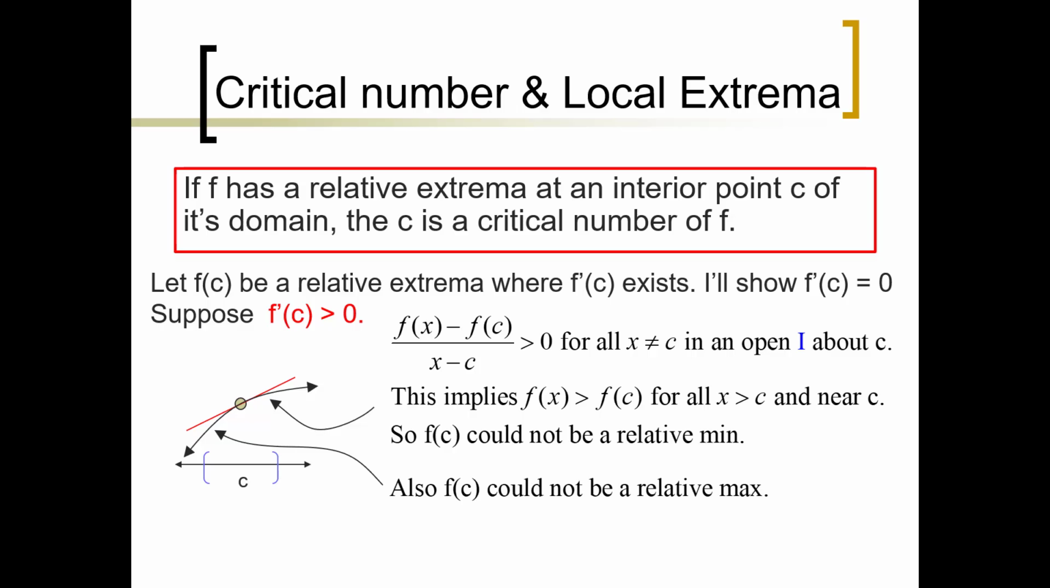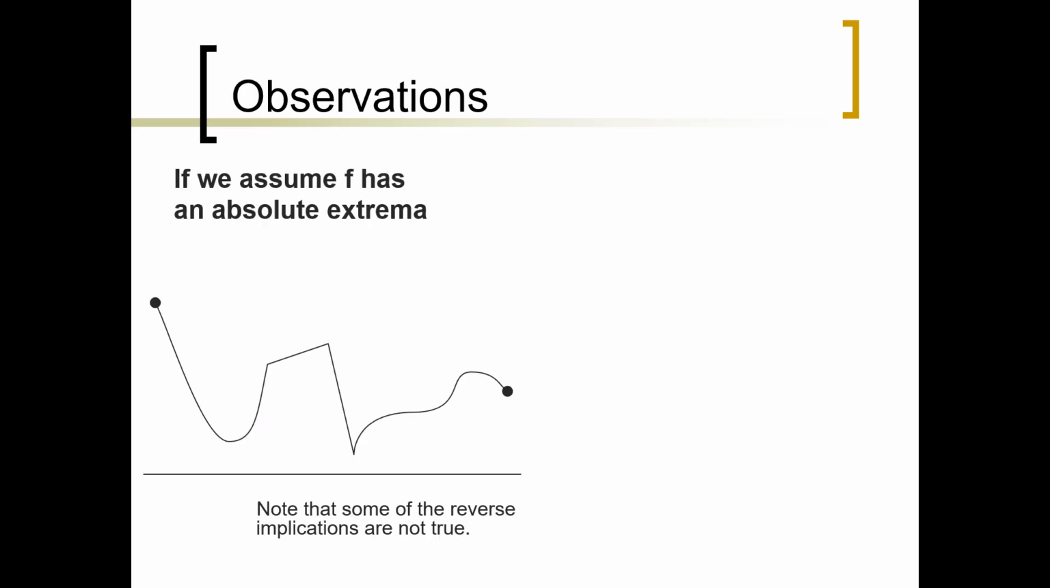It must be less than or equal to 0. But I could mimic this argument all over again and show you that the derivative has to be greater than or equal to 0. Well, if both are true, that the derivative is less than or equal to 0 and greater than or equal to 0, then the derivative at c would have to be 0 itself. And that's the proof.